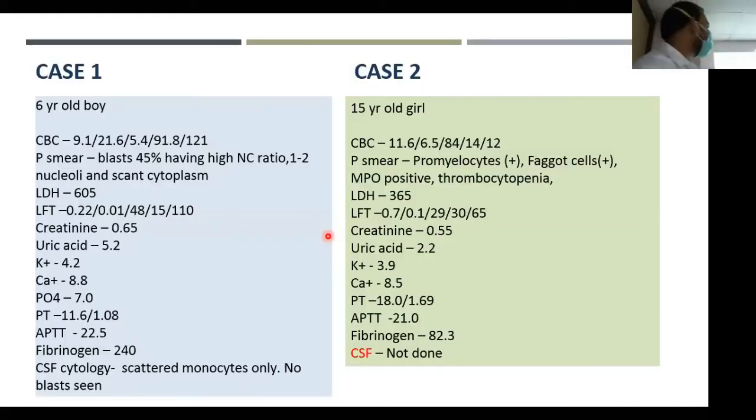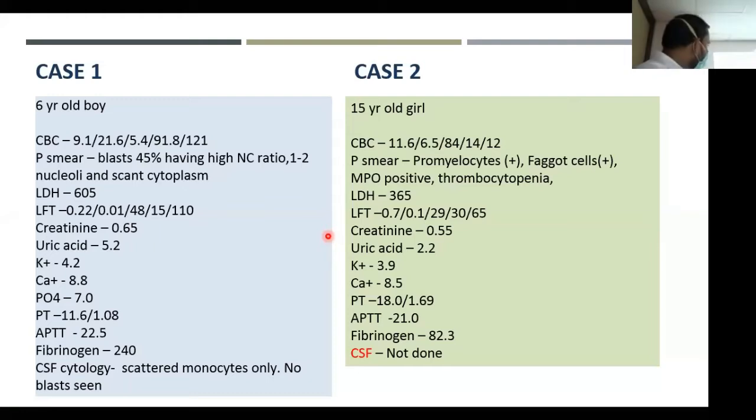Continuing. So the CBC: HB, TLC, neutrophil, lymphocyte, platelet. There is a lymphocytic leukocytosis. TLC is 21,000, of which 92% is lymphocyte. There is mild thrombocytopenia and anemia. And the smear will get you the diagnosis: 45% blasts, high NC ratio. At this point I might say that it could be lymphoid, but I'm not sure.